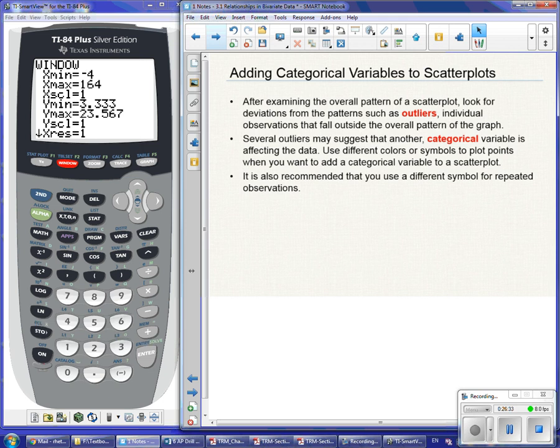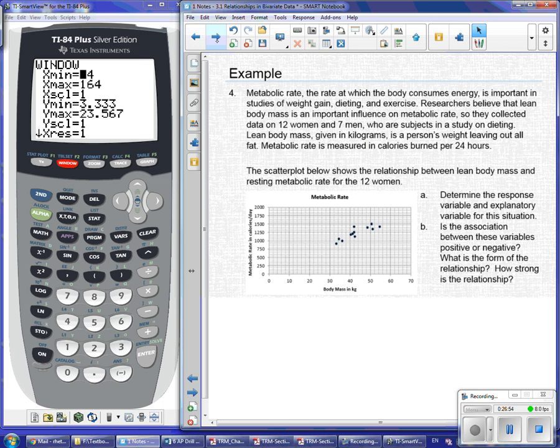It's also recommended that you use a different symbol if you have the same observation. Let's say in the SAT data, I had two states that had the same mean math and mean verbal scores. To show that I had two states on that same ordered pair, I could use a different symbol to represent the repeated observation.